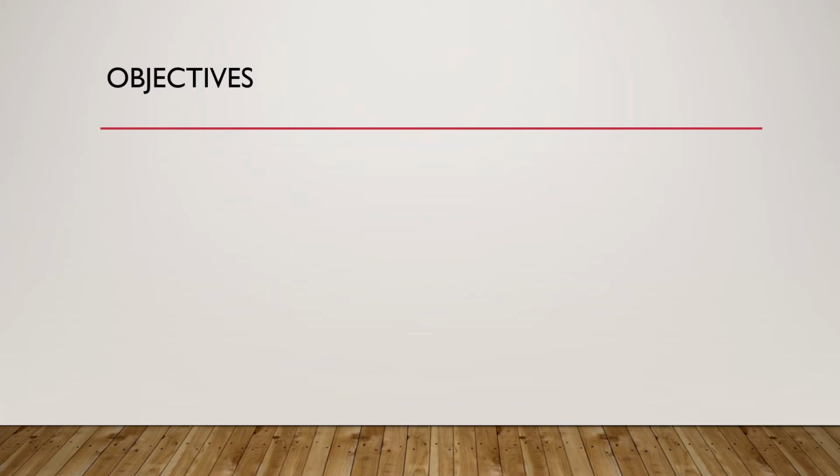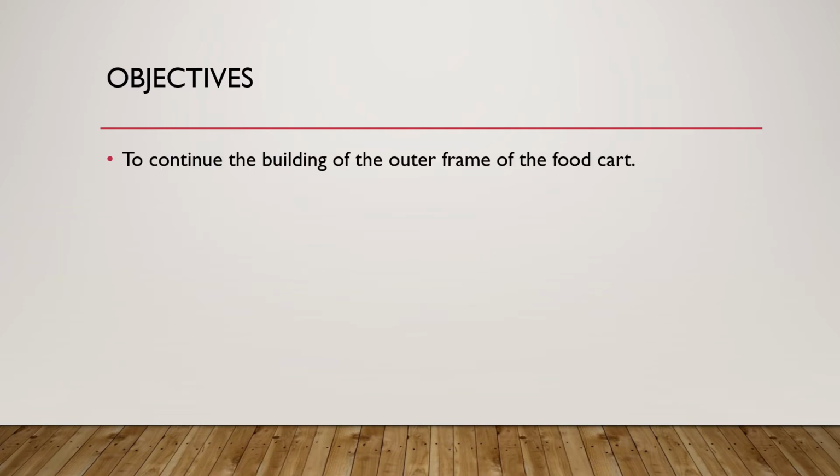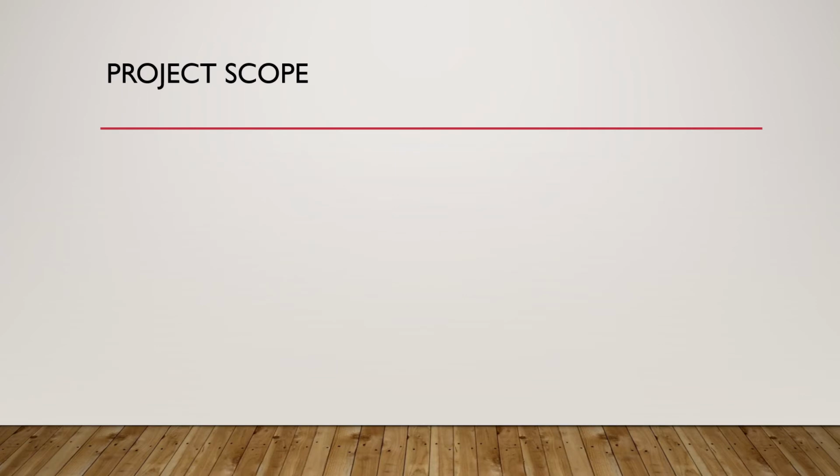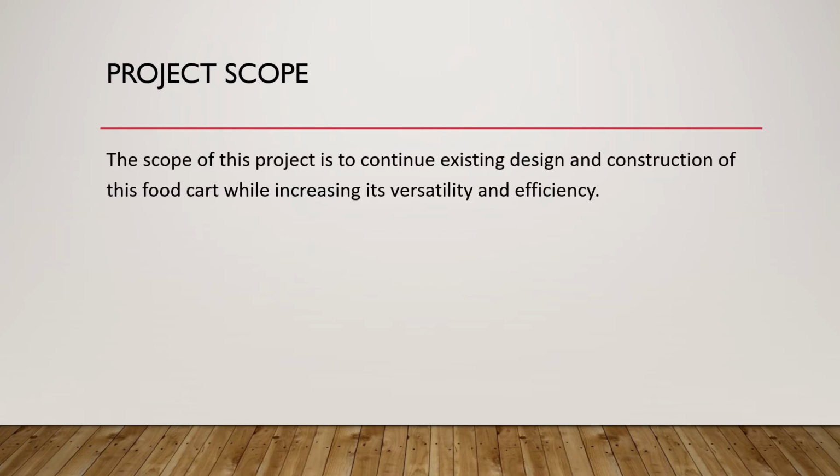Therefore, what is this project about? What are the objectives? As this project continues from where the last student left off, we must continue the building of the outer frame. Then, optimize and install the layout of internal components, modify the electrical and plumbing design, and test the completed product in a real-world environment. The scope of this project is to continue existing design and construction of this food cart while increasing its versatility and efficiency.